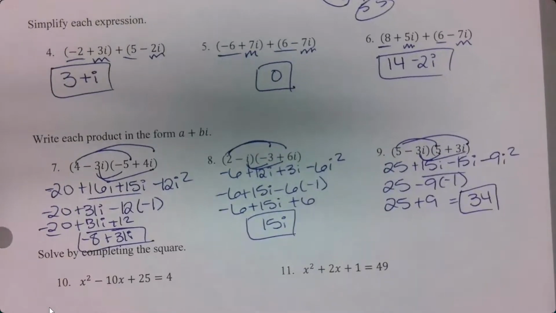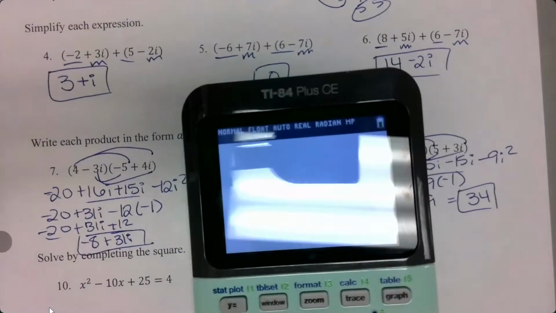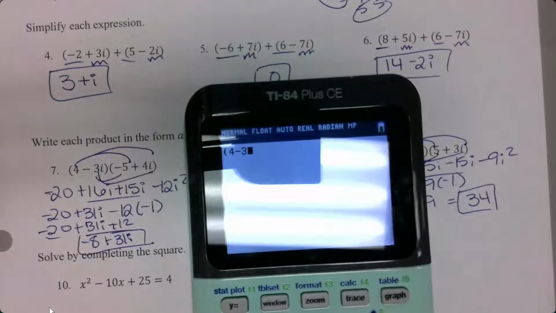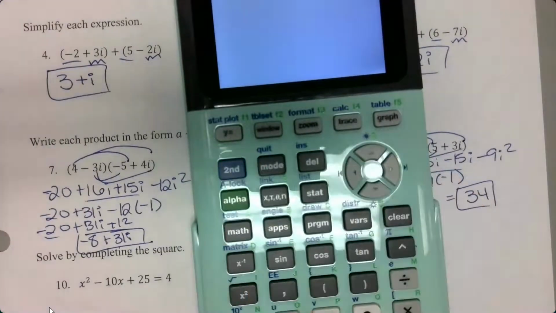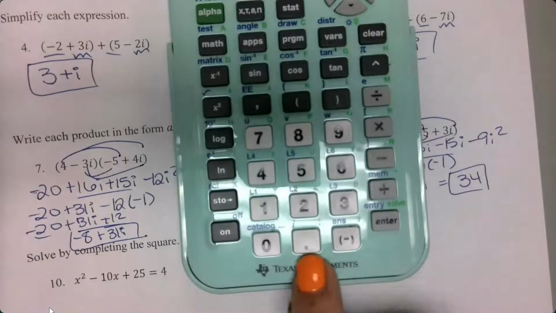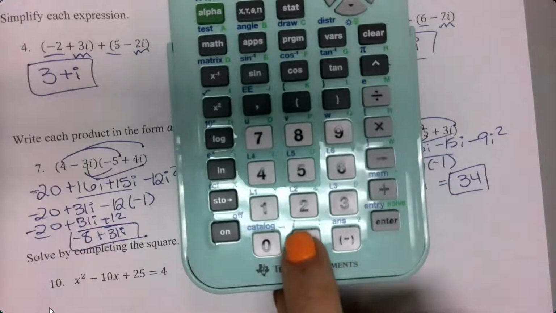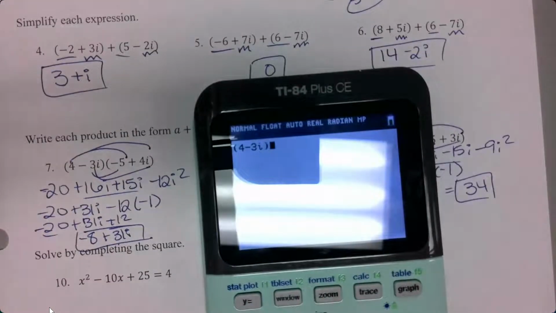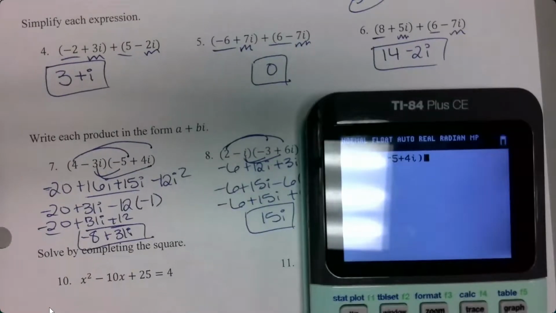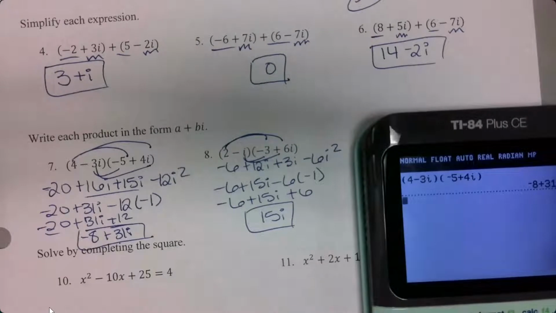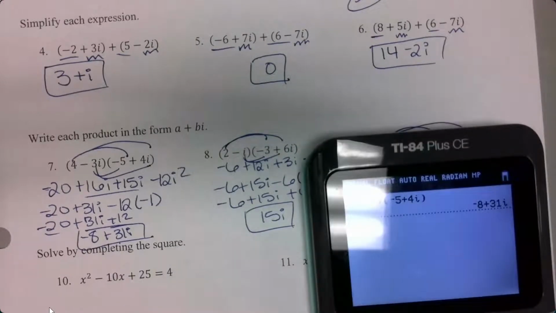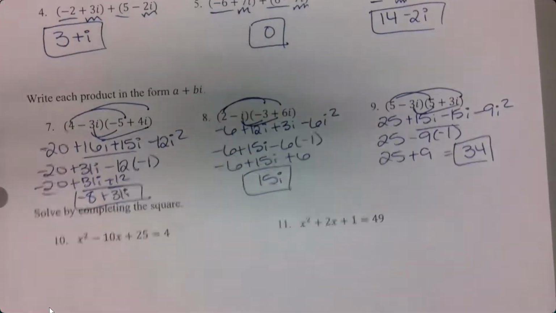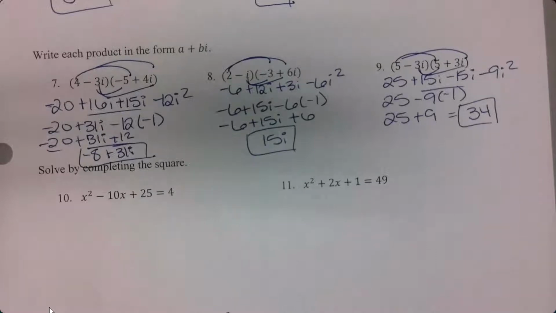So I said I was going to show you how to do this on the calculator. So I'm going to do number 7 on the calculator. I have 4 minus 3. To get the i I want to go second and then the decimal all the way down here. See how it has a little blue i for me? I click that and then I get that right here. And then I'm going to do parentheses negative 5 plus 4 second decimal. And then I'm going to get this out of the light. When I press enter, it gives me negative 8 plus 31i, which is the same thing as what I did by hand.